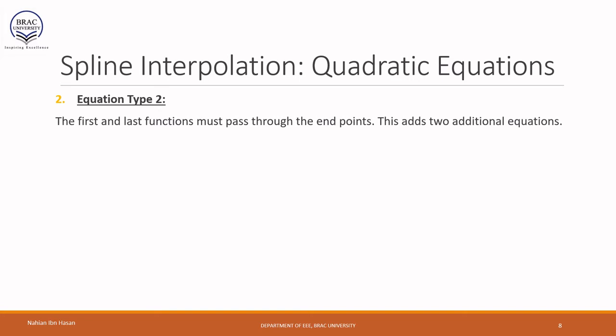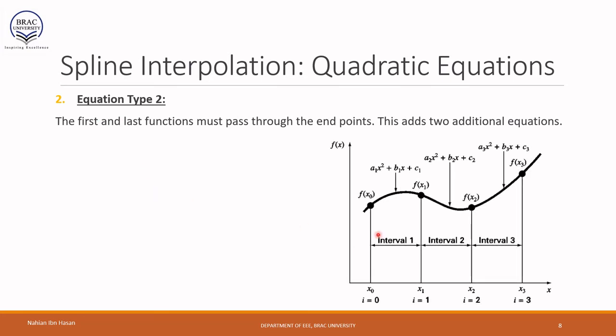That's why we are going to move on to the next category of equations. At this equation type, if we look at the curve here, we see that at the boundary points the function values are equal to the endpoints. That means the function at the first interval should go through the first point here. Similarly, the last function, a3x square plus b3x plus c3, has to go through the last data point, that means this one.